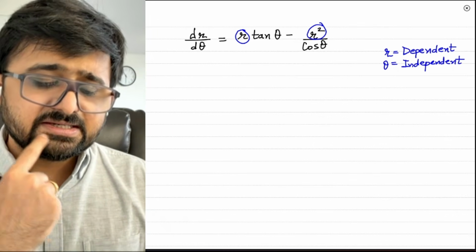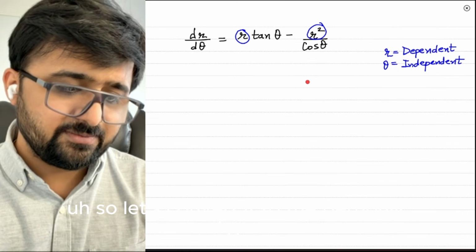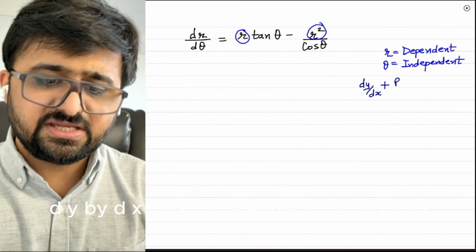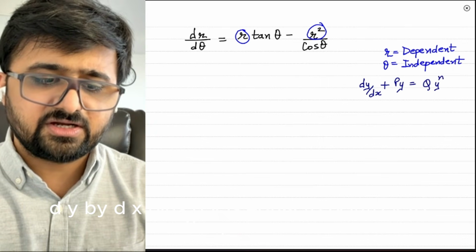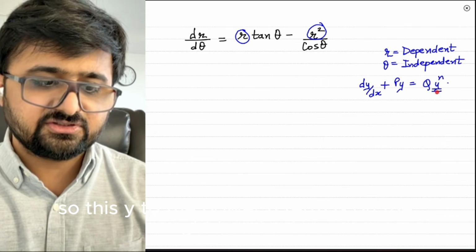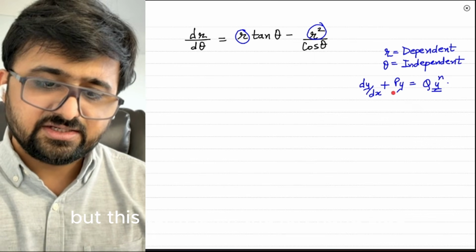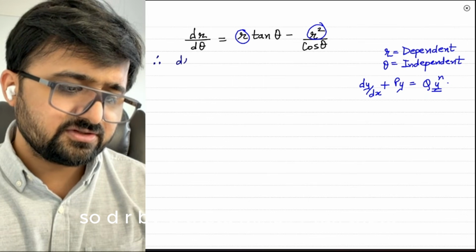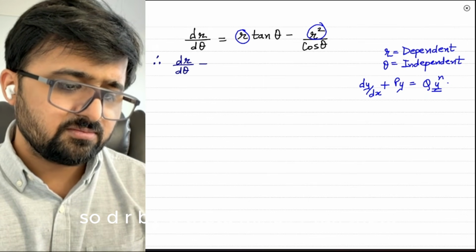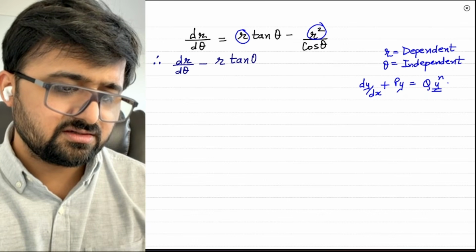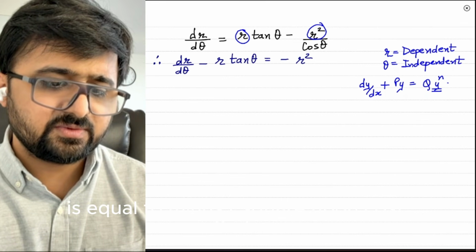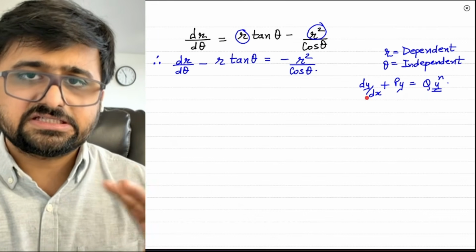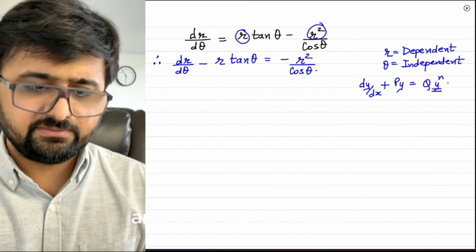So let's convert it to the Bernoulli type. Remember that the Bernoulli type was dy by dx plus py is equal to q into y to the power n. So this y to the power n term is on the right hand side, but this term, py, is on the left hand side. So let's take it on the left hand side. So dr by d theta minus r tan theta is equal to minus r square upon cos theta. Don't get confused between y and x. Just look at it as dependent variable and independent variable, and it will be very easy.